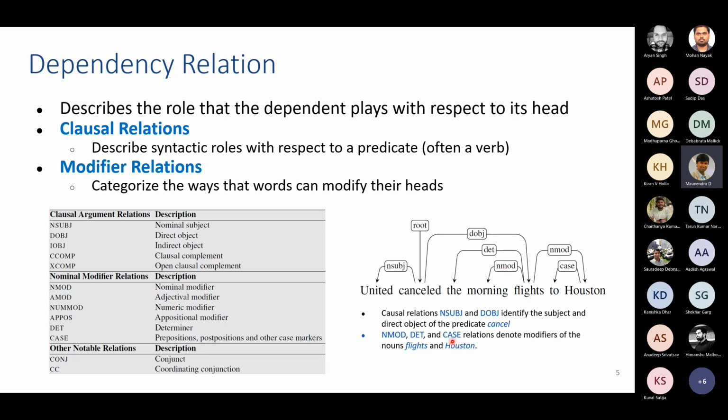Then there could be the case relation, which is coming from a preposition. So case will be for prepositions, and in flights to Houston, again this is another modifier, and so on.